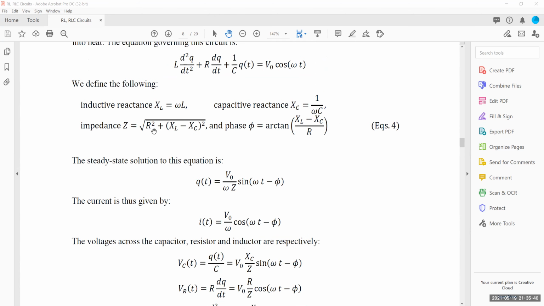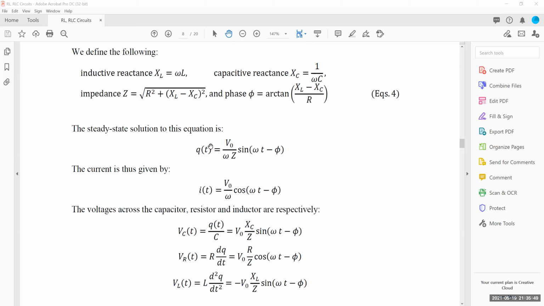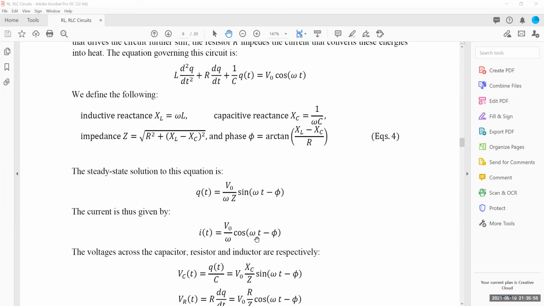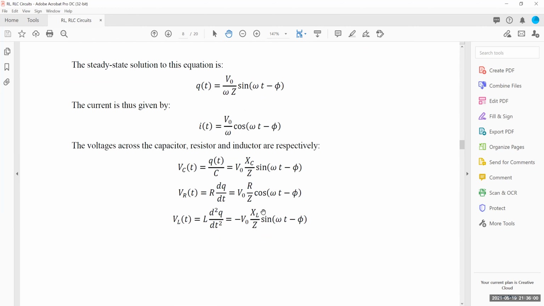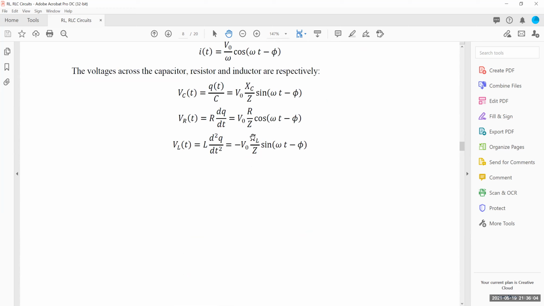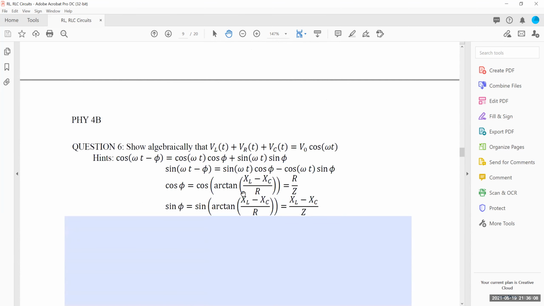And the impedance, which is the total thing in here, is just the square root of R squared plus (X_L minus X_C) the whole thing squared. And you have the voltage, the charge, the current, you have everything in here, except now the current is actually a cosine, because we started with the voltage being the cosine. So if we sub in our equations, we get this trig equation.